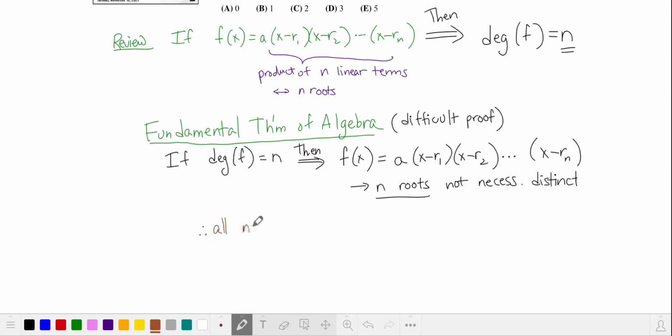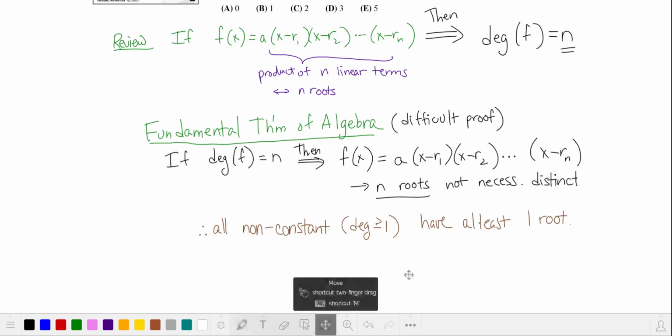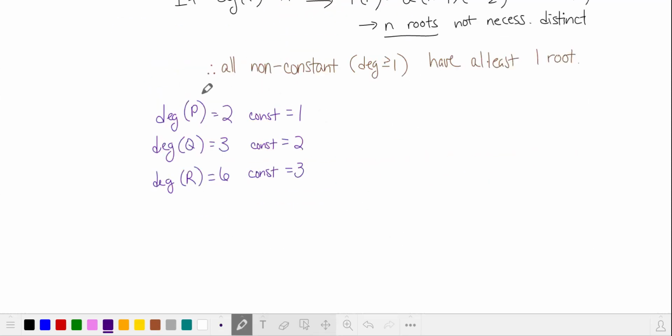And we can further conclude that all non-constant polynomials, that is, those that have a degree of at least 1, will have at least one root. So let's take a look at the problem. We have that the degree of a polynomial p is 2, and it has a constant of 1. The degree of q is 3, its constant is 2, and the degree of r is 6, and its constant is 3.